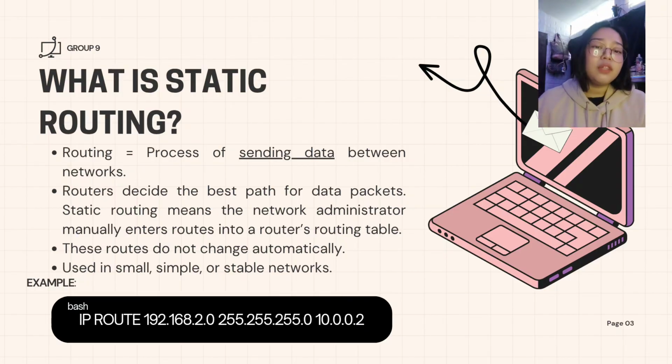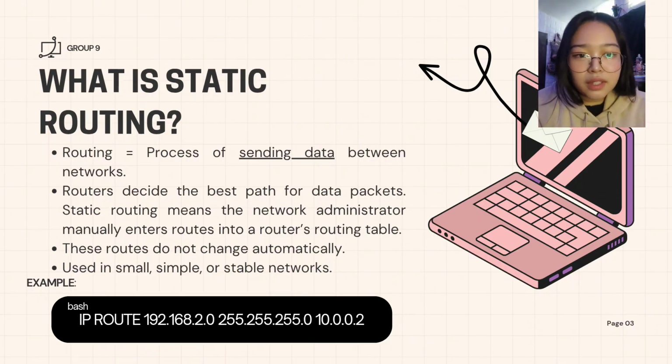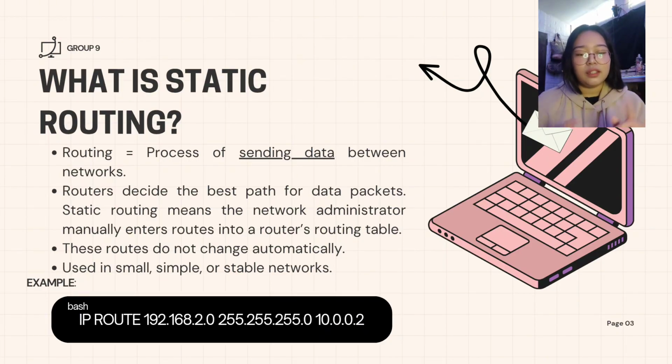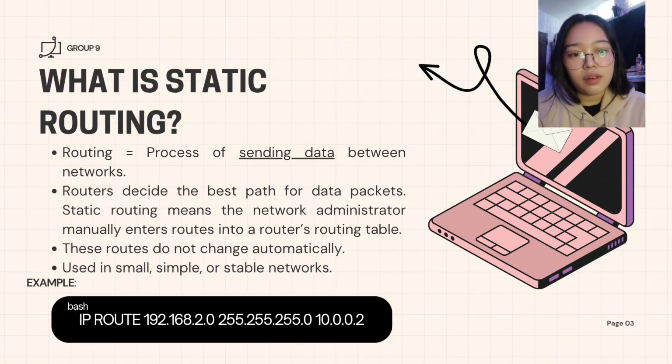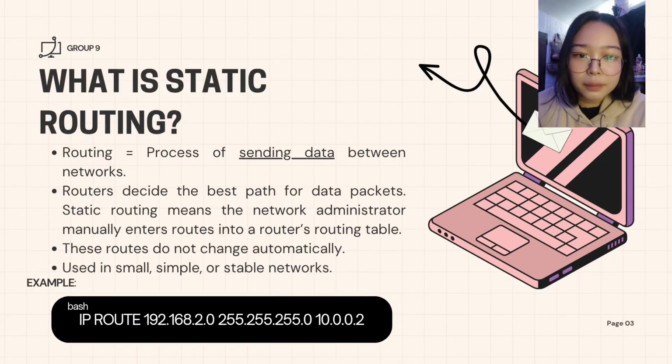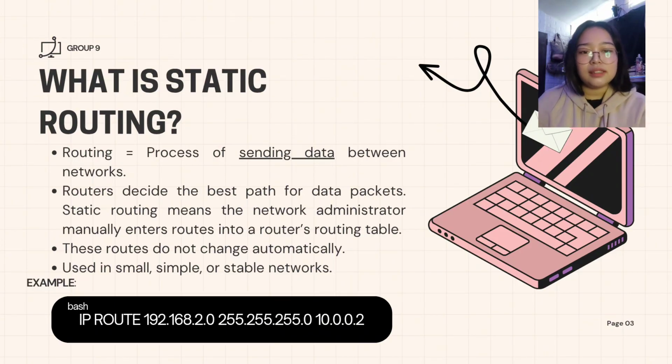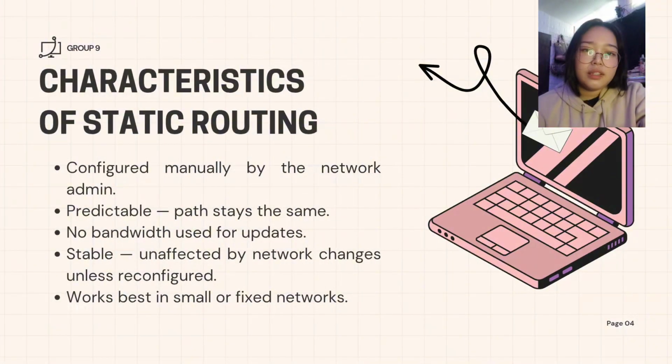So you manually configure the IP addresses so the router knows where the packet and the data will go. These routes don't change automatically, since you configure them manually. It's used in small, simple, or stable networks. An example is the command ip route followed by the IP addresses, so the path is configured and data doesn't get lost.